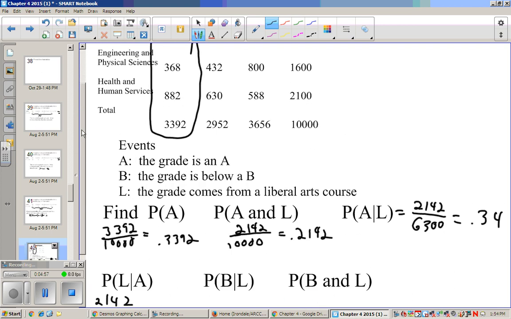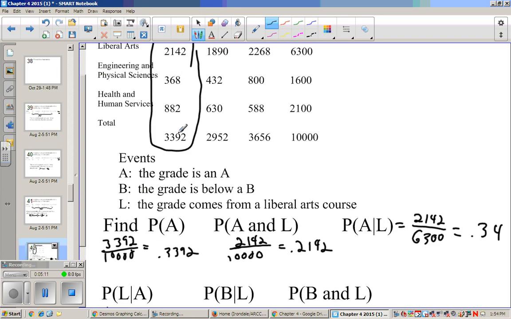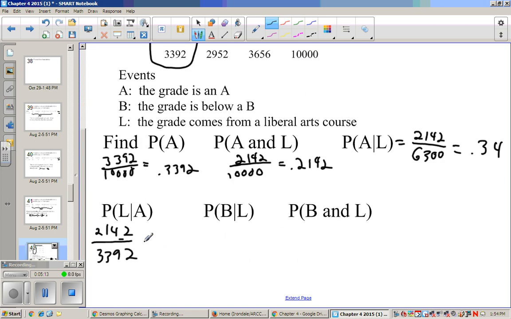Oh, my denominators, hopefully you're seeing that's not right. It was 3,392 because we're looking out of this total. So when we divide those out, 2,142 over 3,392, we get 63%. So 63% of the A's come from a liberal arts course.